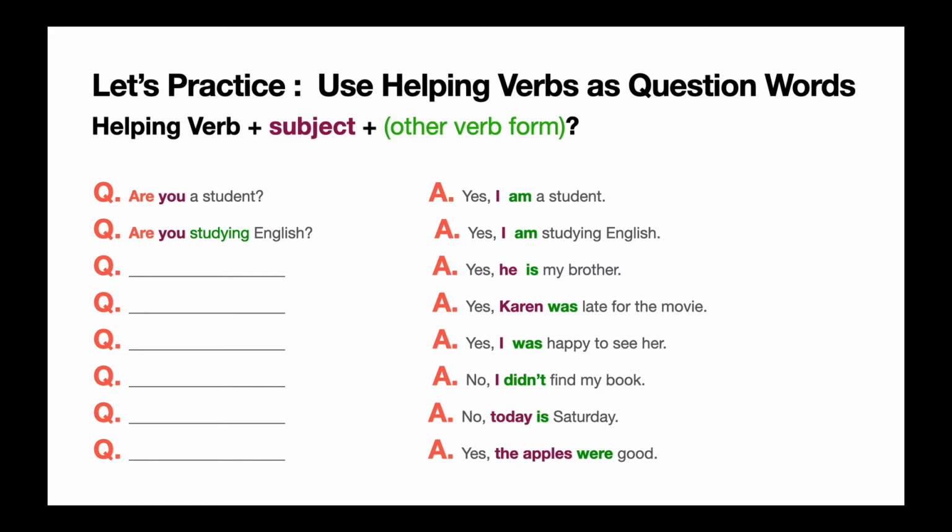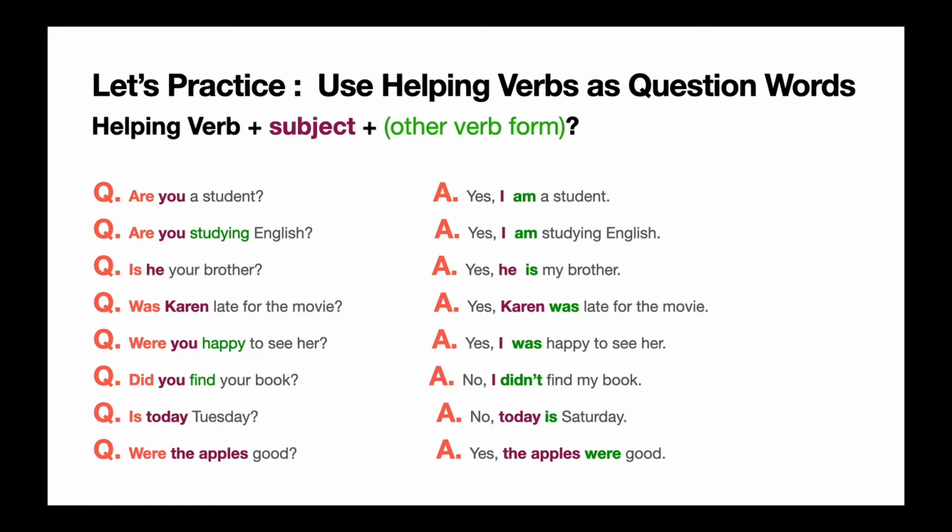So let's practice. Pause the video and see if you can create the correct form for the yes-no questions using helping verbs. And then, when you're finished, unpause the video to see the answers. Here are the answers to the questions. For some of these, you might have a slightly different question.